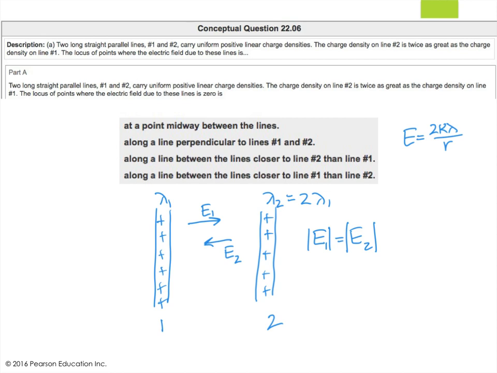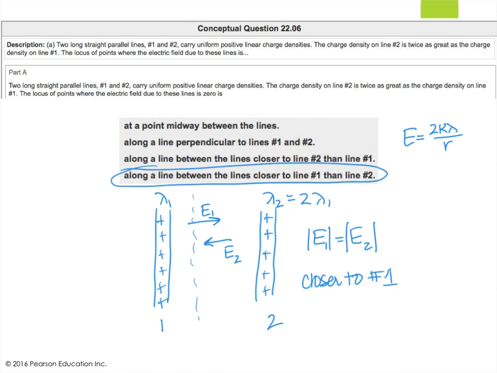And so because E2 has the higher lambda, we need to go closer to number 1. They're going to cancel out at some line that's between them, but it has to be closer to number 1 than number 2.